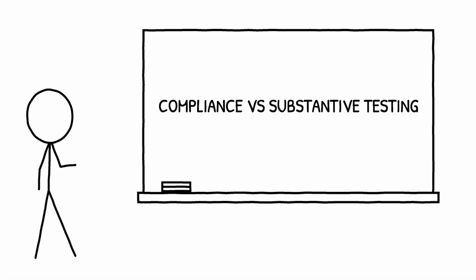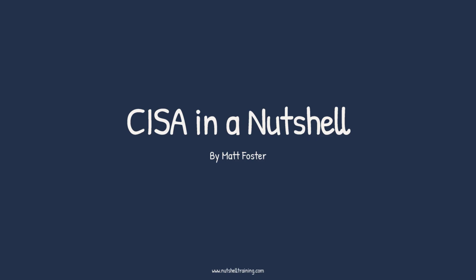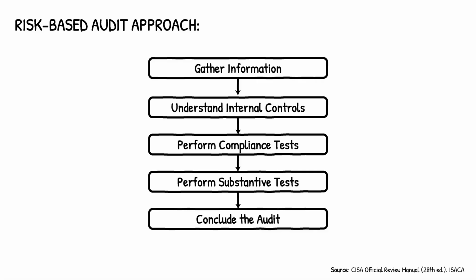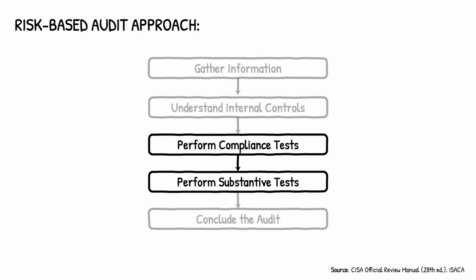We already know that sampling is testing a few items instead of the entire population. But for your CISA exam, you are also expected to understand what compliance and substantive testing are and explain their differences. We've already looked at the steps of a risk-based audit in a previous video, with two of those steps being compliance testing and substantive testing. These are the two purposes of audit sampling and testing.